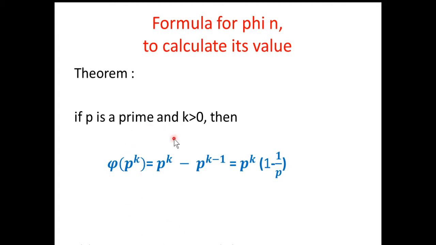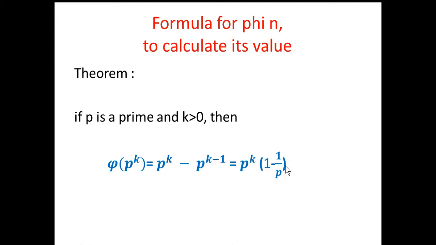This is the formula to calculate the value of phi n. If p is a prime, then consider phi of p to the power k. Here n is p to the power k. As we know, any number which is greater than 1 can be written as a product of powers of primes. So if n is p to the power k, then phi of p to the power k will be p to the power k minus p to the power k minus 1. And if you take p to the power k common, then it becomes p to the power k times 1 minus 1 upon p.